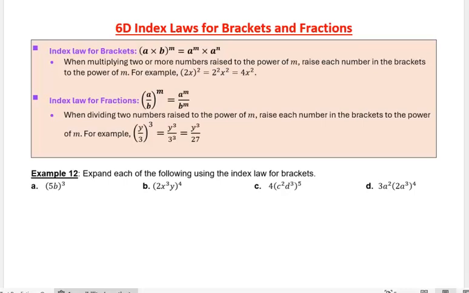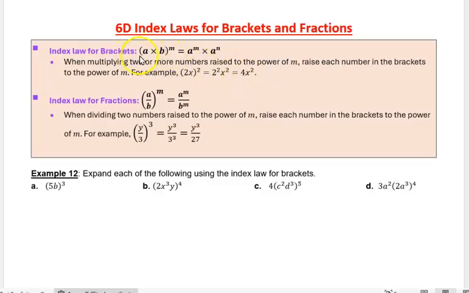When we take something in brackets, like a times b or a over b, and the whole thing is taken to the power of something, then that power applies to each of the things within the brackets. So let me show you. And you will need to make a correction to your booklets if yours look like mine.